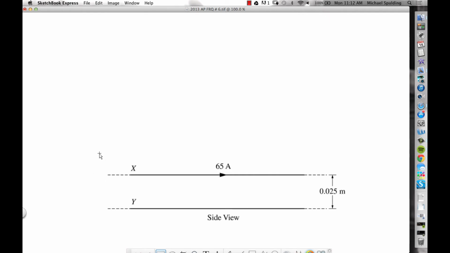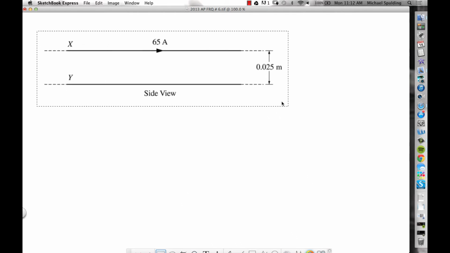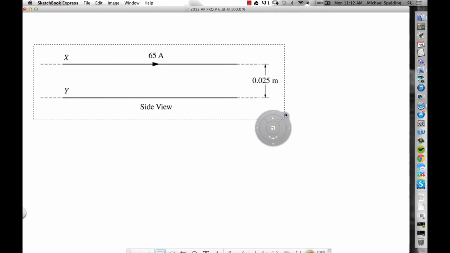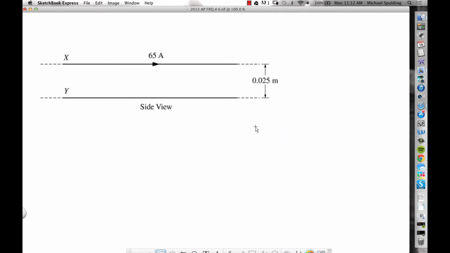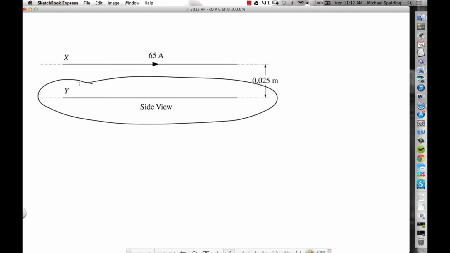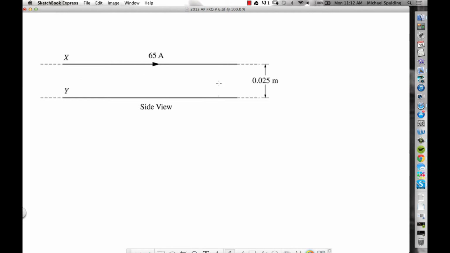Okay, so here are our 2 wires. The first thing they want us to do is calculate the magnitude of the magnetic field produced by wire X at the position of wire Y. So you could just take wire Y and eliminate it, take it out completely. All we're doing is finding the magnetic field from wire X at a point down here.